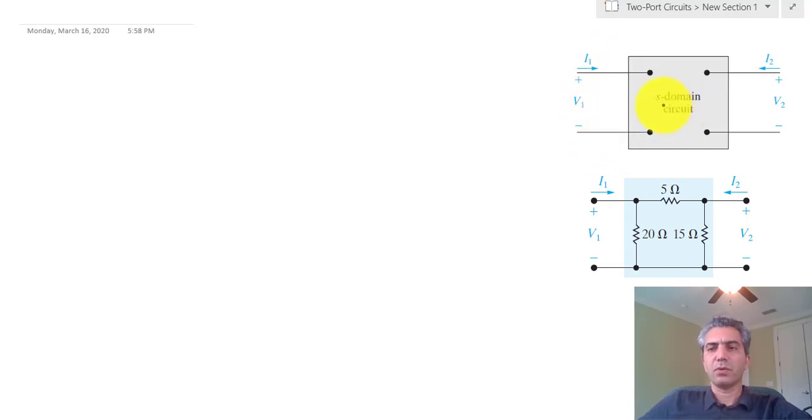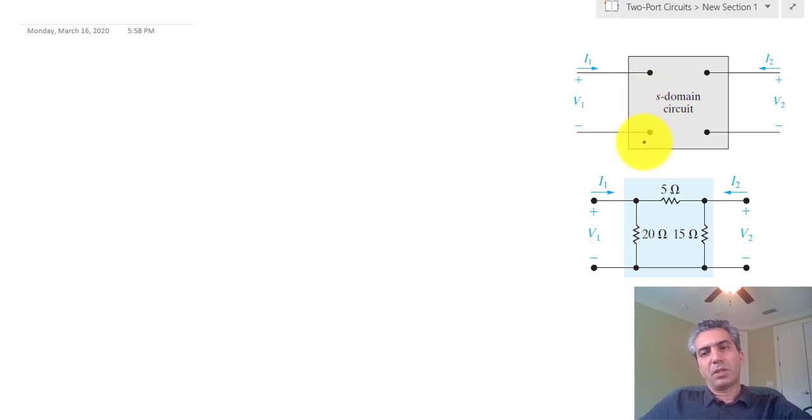The most common modeling that we have done was called the Thevenin or Norton modeling, where we said we can put this box around any circuit and then model that with a source and a resistor. Depending on whether we do Thevenin or Norton, the source and the resistor would be connected differently.